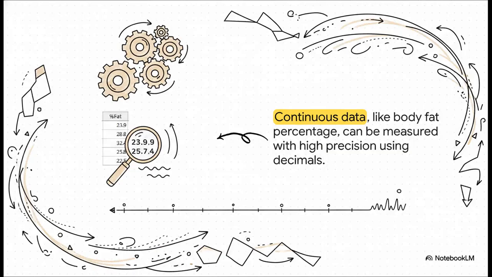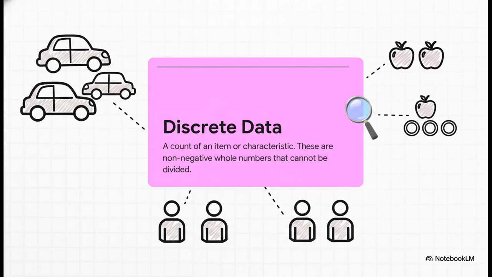Take body fat percentage, for example. It isn't just 23 or 24%, right? It could be 23.9 or 23.91 or even 23.912. That nearly limitless precision is the classic sign of continuous data, and it makes it incredibly rich with information. The other type of quantitative data is called discrete. This is all about counting whole items, things that just can't be broken down. So in criminology, an offender might have 2 or 3 prior convictions, but they can never have 2.5. These are always whole numbers, and they represent a solid, indivisible count.